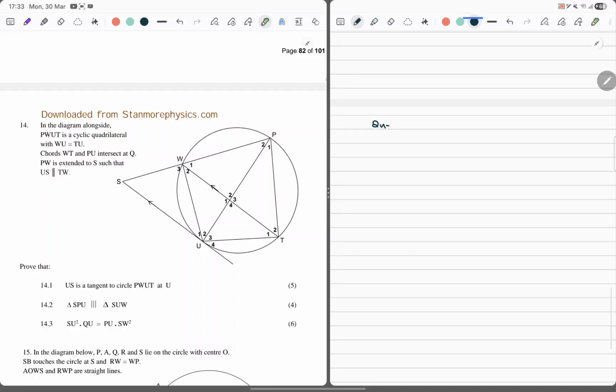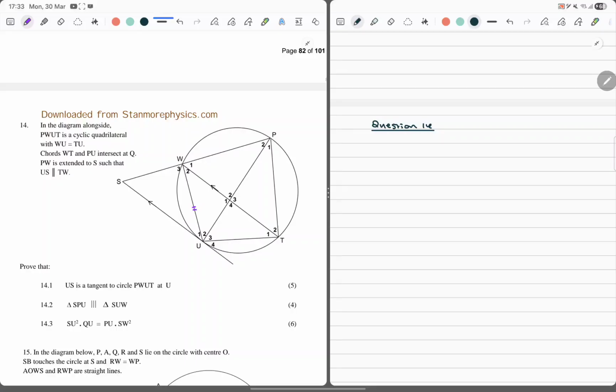So we're going to do question 14. Now 14 says, in the diagram alongside, PWT is a cyclic quadrilateral, right? This is obvious. And we're told also with WU, right?